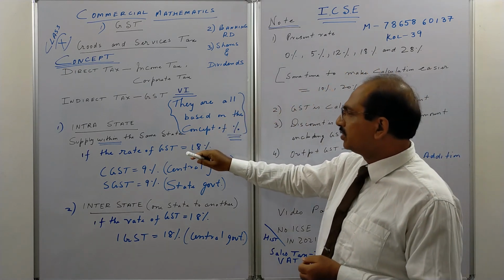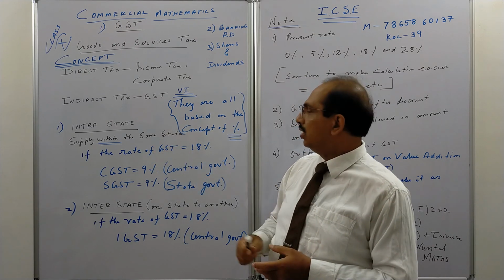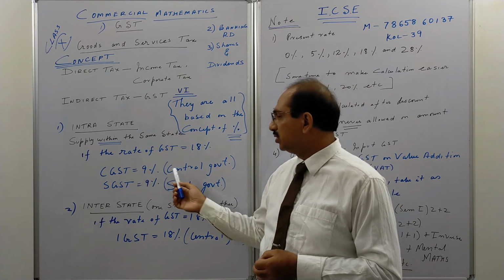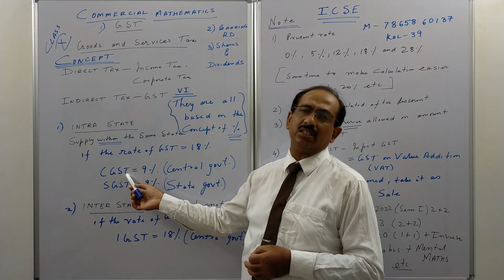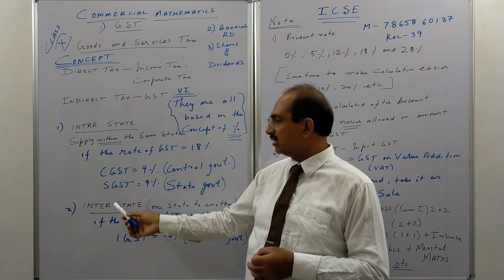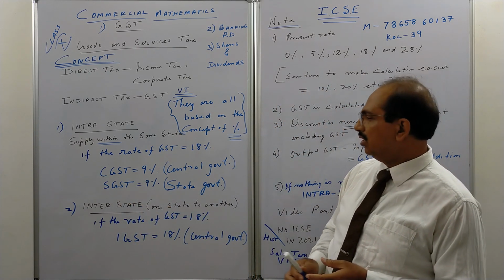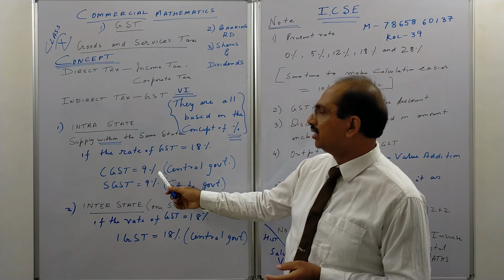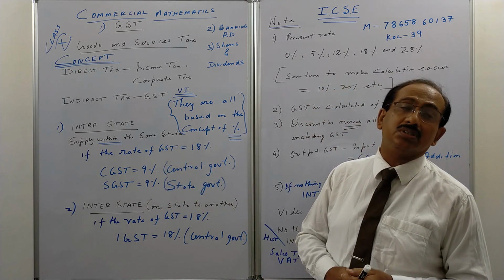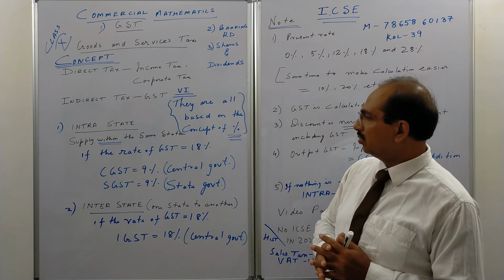So if suppose the rate of GST is 18% for a particular good, half of the money goes to the central government. It's called CGST, Central Goods and Services Tax, and the other half to SGST, State Goods and Services Tax. So it is shared when the goods are sold within the state.